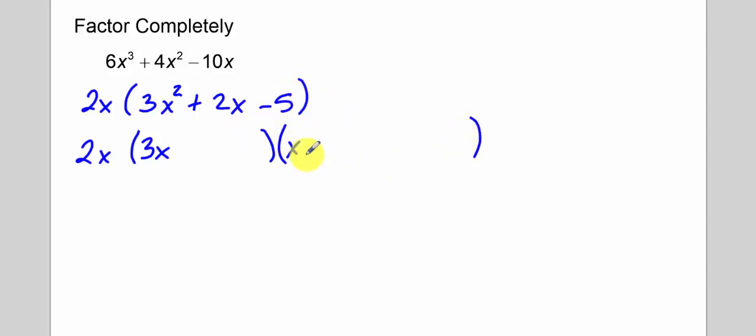If I put my 5 to the right, I notice that I'll get a 15 when I multiply, and I'm probably not going to get a 2. So I'm going to put that 5 over here and put my 1 right here. If I have a positive 5 and a negative 2, notice what will happen. There's my 3x squared, there's my negative 5, and then my inner multiplication is a 5x. My outer multiplication is a negative 3x, which is a 2x. So this is completely factored.